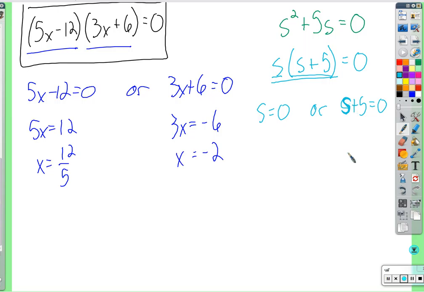So S equals zero, so that would be zero times this is zero, or S plus five is equal to zero. That's an S, not another five. S plus five equals zero. This one is solved. S is by itself, S is zero. This one is subtract five on both sides. S equals negative five. That also gives us zero.